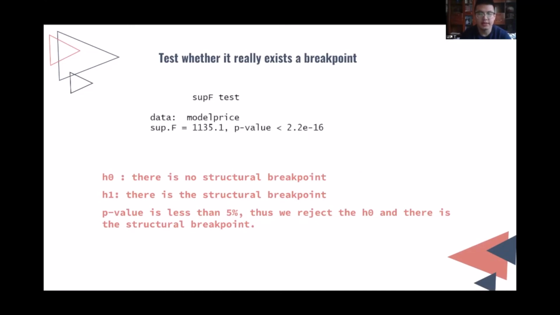We use the F test. H0 is that there is no structural breakpoint, and H1 is that there is a structural breakpoint. According to the p-value, we can find the p-value is less than 4%, so we can reject H0, and there really is a structural breakpoint.